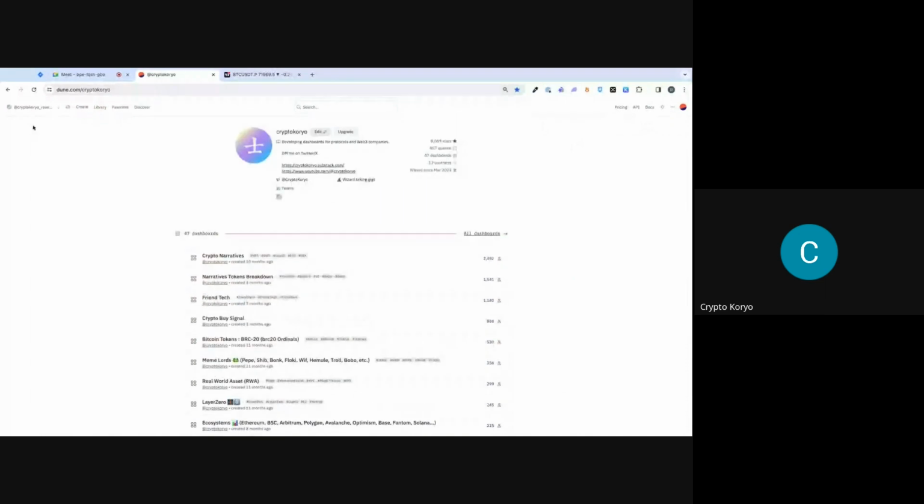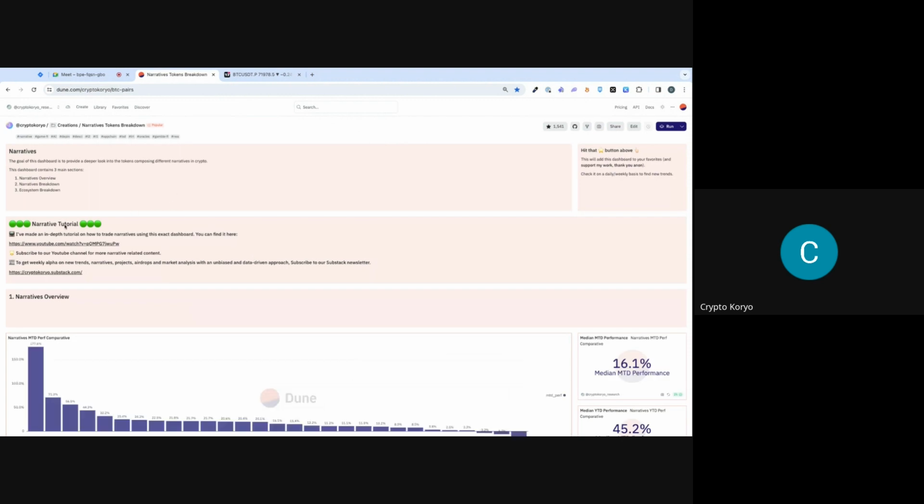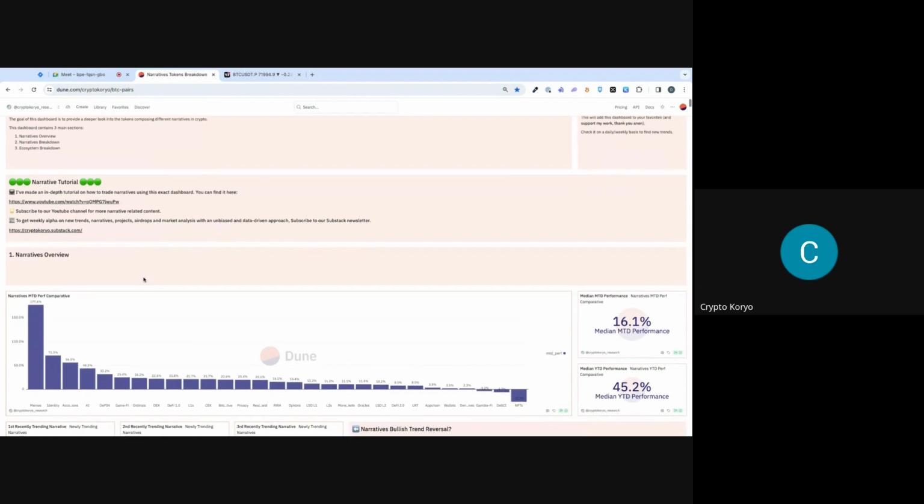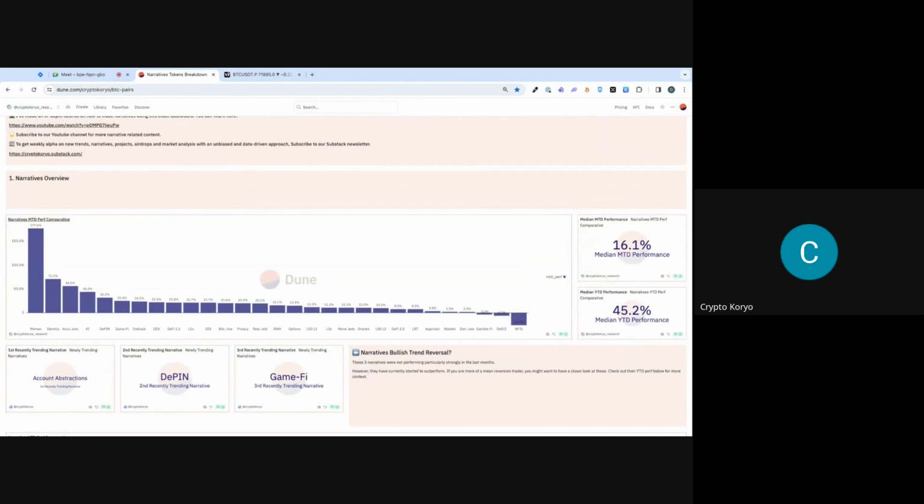Here is actually my account on Dune, dune.com/cryptocorio. As you can see, the two narrative dashboards are the most popular ones with the highest number of stars. The one we will be focusing on today to talk about different patterns and narratives is the second one. By the way, I've recently done an in-depth video about how to use this dashboard, and you can find it here. The link is here.